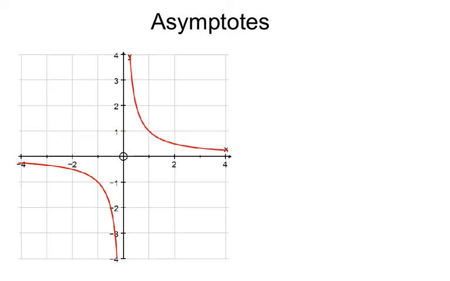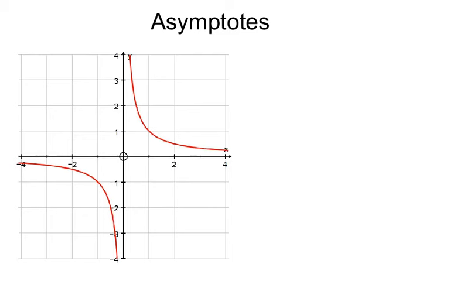In this video, we're going to look at asymptotes. We're going to start by looking at an example. So here is the graph of a function. Now an asymptote is any line that the function approaches but never quite touches.